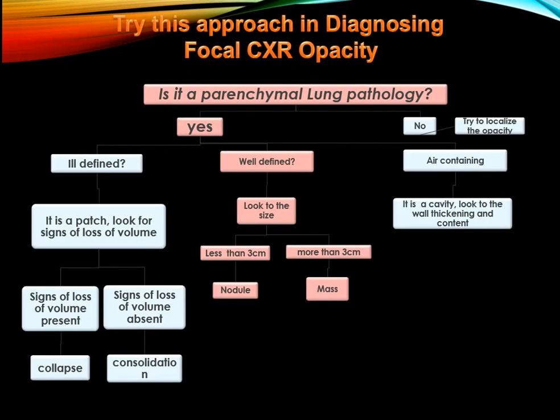Let's try this approach in the diagnosis of focal chest X-ray opacity. If we have a parenchymal lung pathology and it is well defined, we are dealing with either a mass or a nodule, so we should look for the size of this lesion. If it is small, it's a nodule. If it's large, this is a mass.